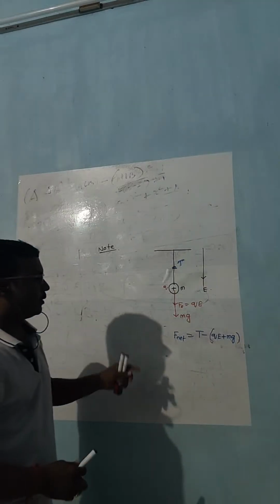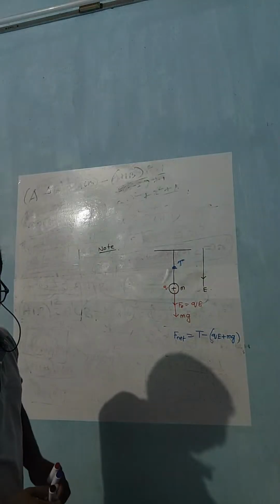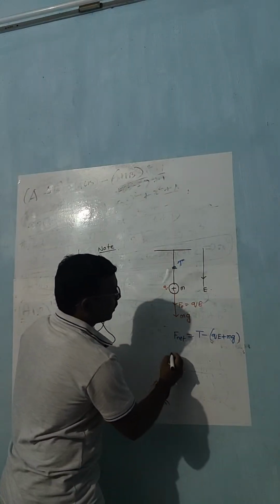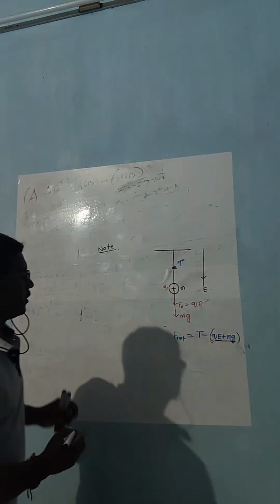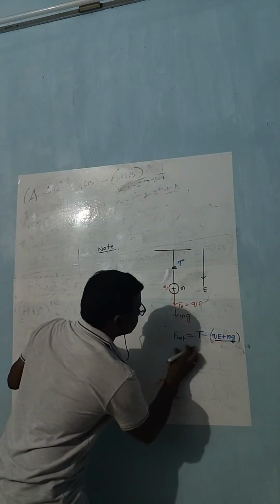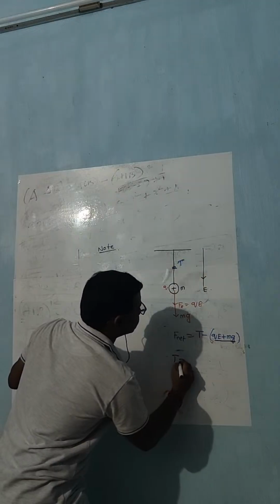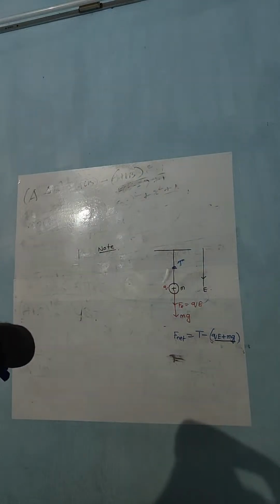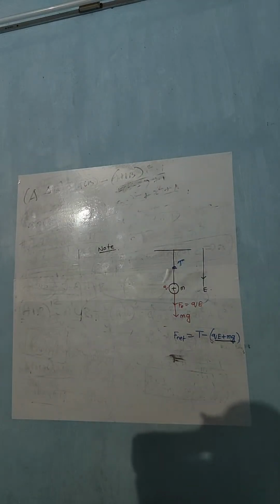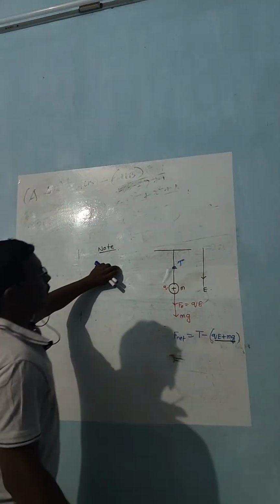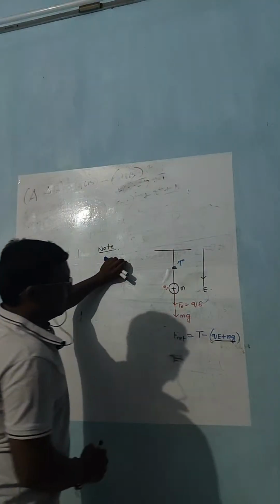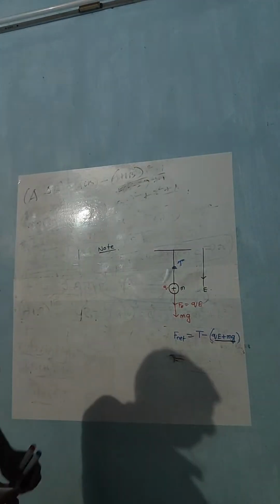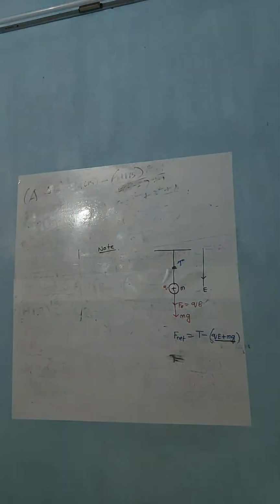It is okay? F net. So now, in this case, we have to take net force only, T equals. In this case, it is accelerated in the downward direction.